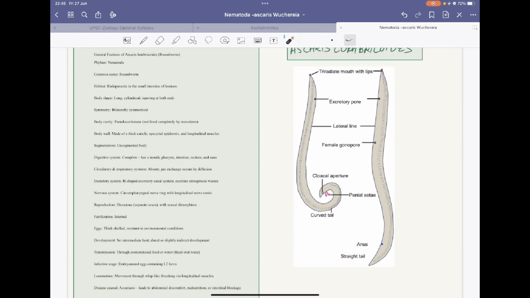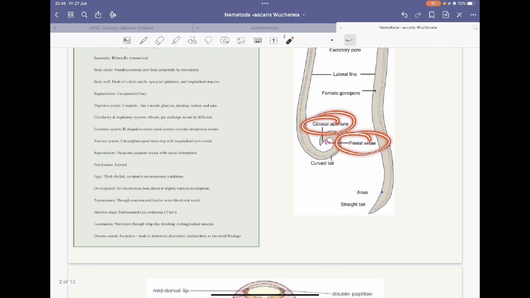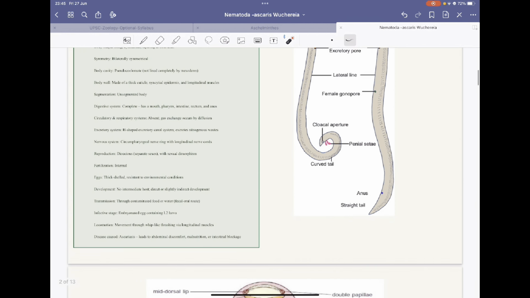There is a triradiate mouth with lips. There are penial setae, cloacal aperture, curved tail, and in case of females, they have a straight tail. So this one is the female and this one is the male.